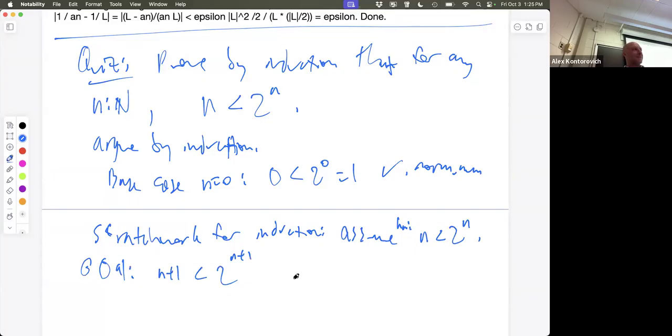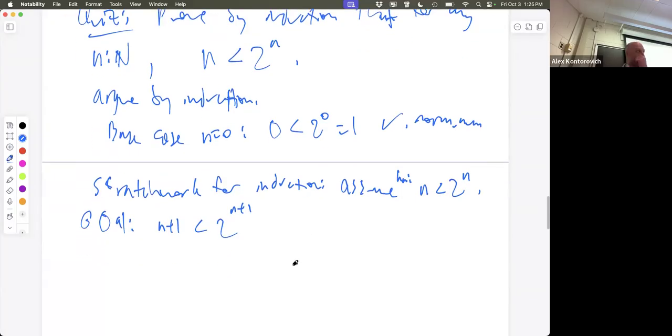This should be pretty easy. There's a little catch to it. So how are you thinking about this? Adding 1 should surely be less than multiplying by 2. So what you want to do is something like n plus 1 is less than 2n, and n is, by the induction hypothesis, less than 2 to the n. And then this is 2 to the n plus 1. Right? That's all that has to happen.